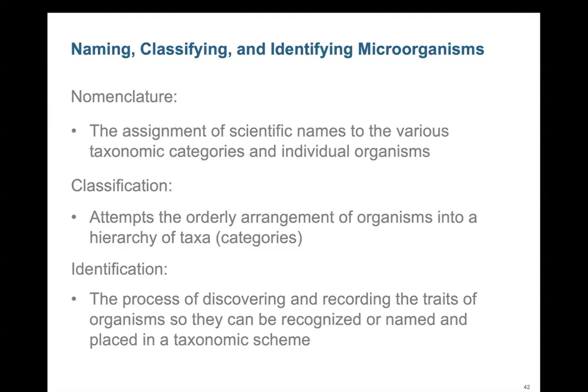Naming, classifying, and identifying microorganisms. Nomenclature. The overall assignment of scientific names to the various taxonomic categories and individual organisms is referred to as nomenclature. Organisms are classified in attempts at the orderly arrangement of organisms into a hierarchy. And identification is the process of discovering and recording the traits of organisms so that they can be recognized or named and placed in a taxonomic scheme.